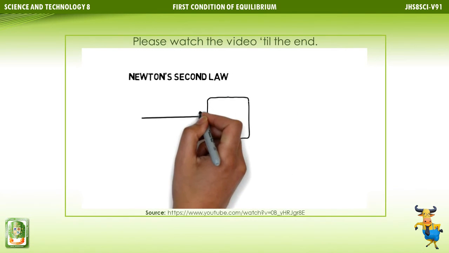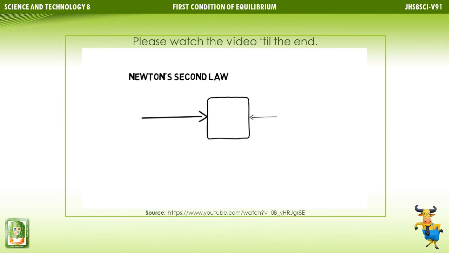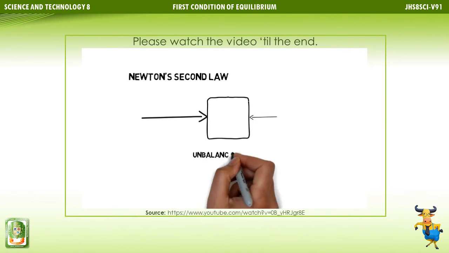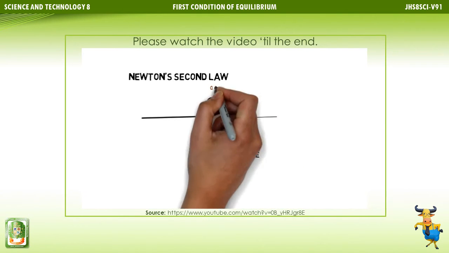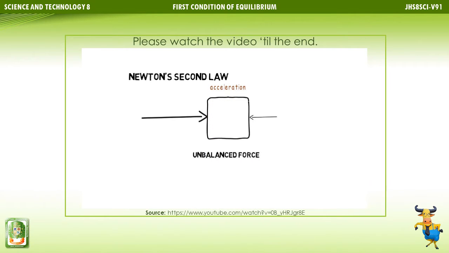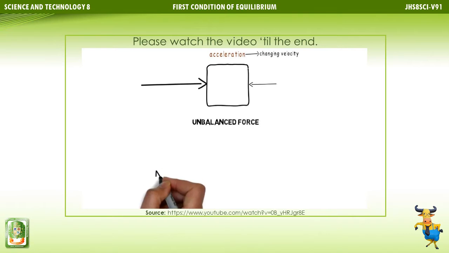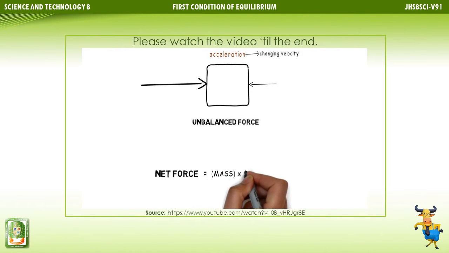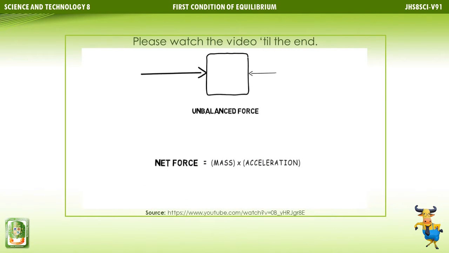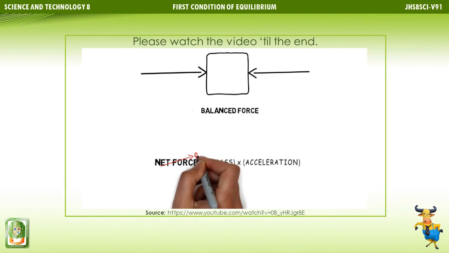According to Newton's second law of motion, a body will accelerate if acted upon by some unbalanced force. This acceleration will be in the same direction as the net force. So, if an unbalanced net force is acting on a body, it will cause an acceleration of the body, which means the body will experience a change in velocity. Mathematically, it can be said that the net force is equal to mass times acceleration. But if the body is in equilibrium, it would mean that the net force acting on the body will be 0, making the equation mass times acceleration equals 0.